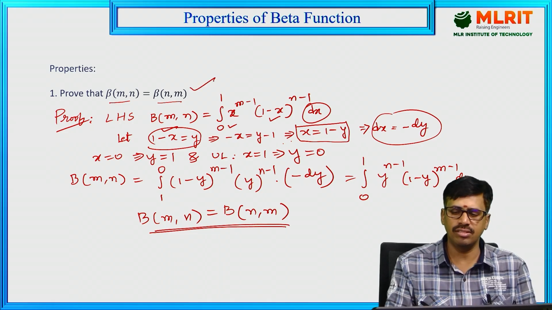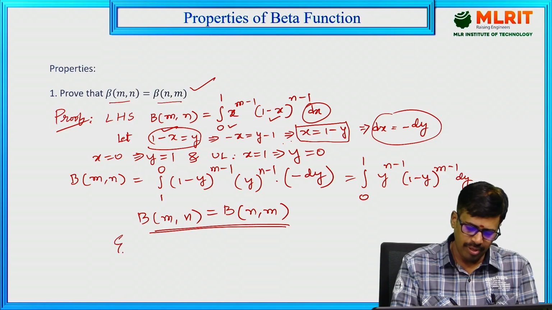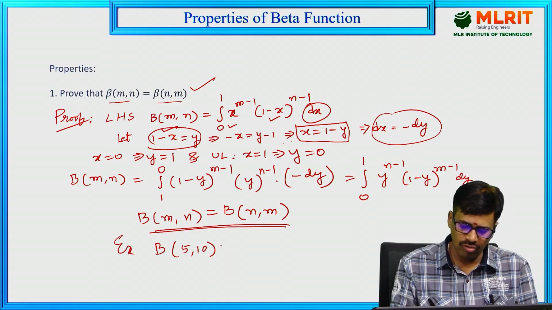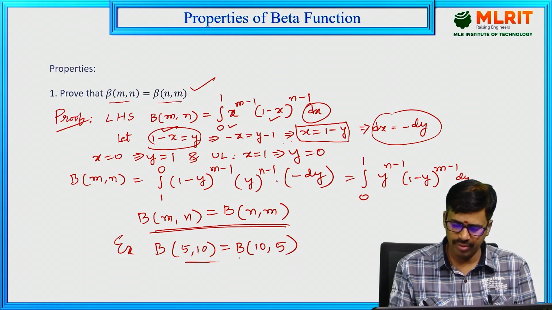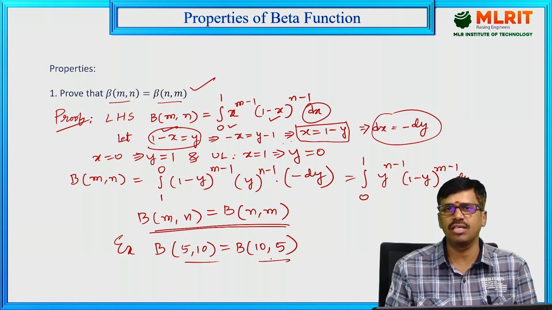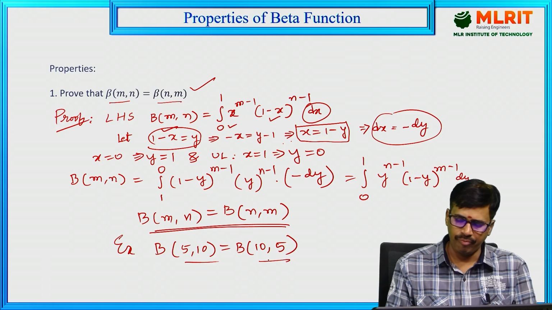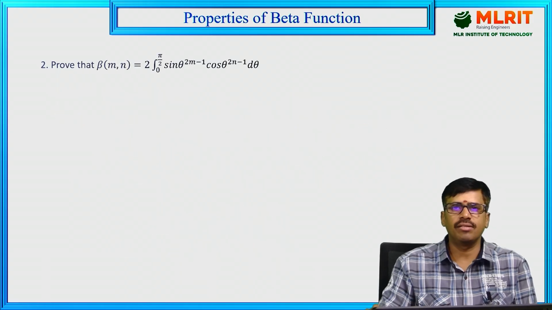This result is done. Say for example, beta of 5 comma 10 is always same as beta of 10 comma 5, right? Even if we interchange m and n values, it doesn't affect the result. Let us see the next result.